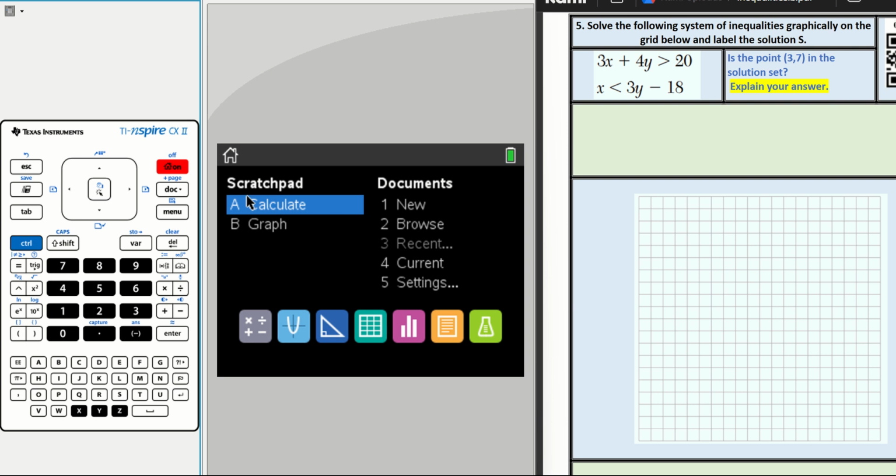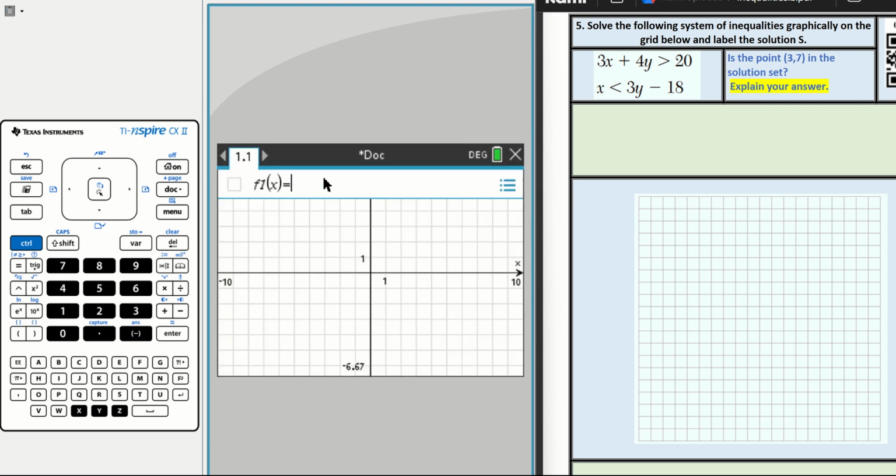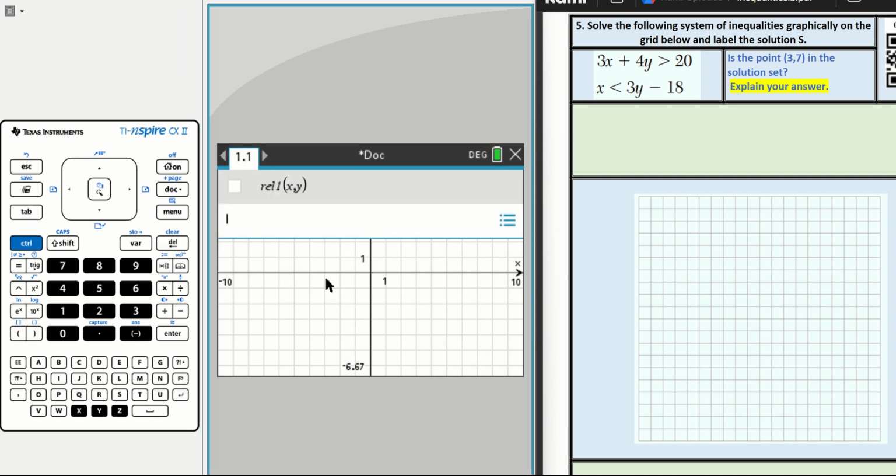Number 5. Solve the following system of inequalities graphically on the grid below and label the solution S. So first we want to graph this. Add graphs. Delete. Relation. You have to pick relation because it's not like any of those options.